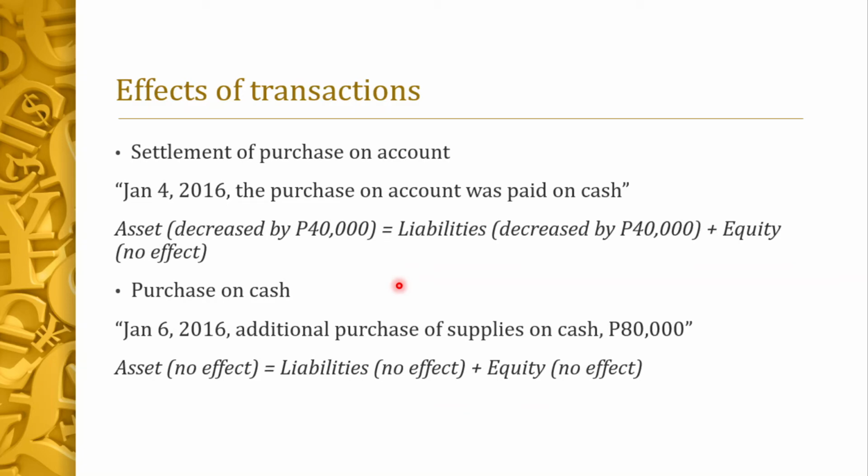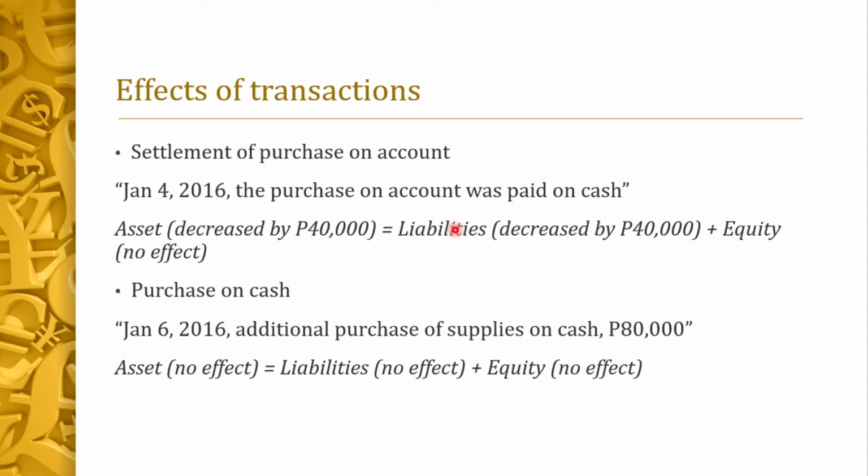Settlement of purchase on account. January 4, 2016, the purchase on account was paid in cash. So, asset decreased by 40,000. Cash is credited and the liabilities decreased by 40,000. The accounts payable is debited, while for equity, no effect.